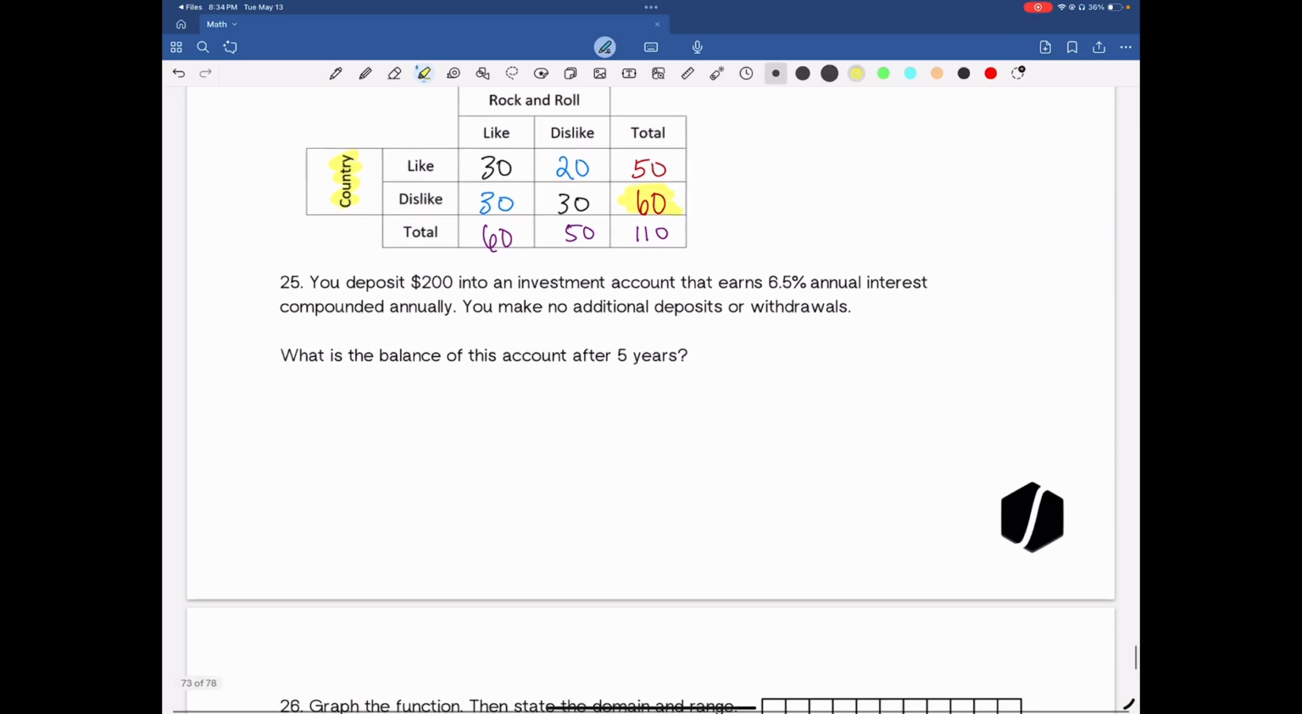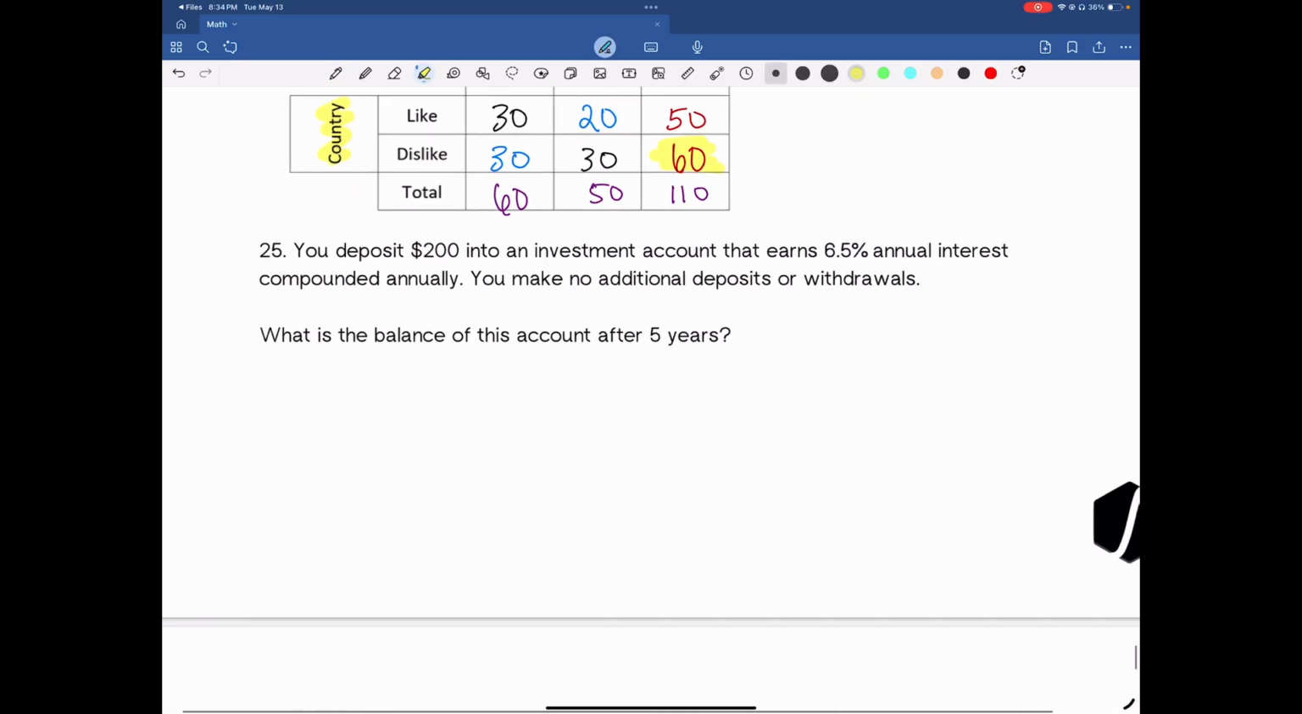All right, you deposit $200 into an investment account that earns 6.5% annual interest compounded annually. You make no additional deposits or withdrawals. What's the balance of this account after 5 years?